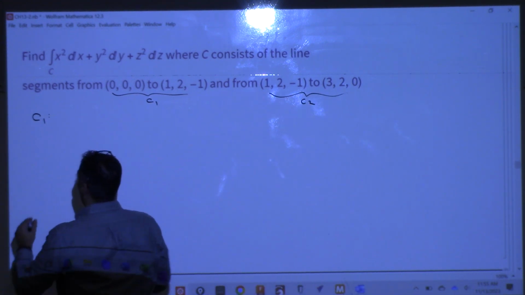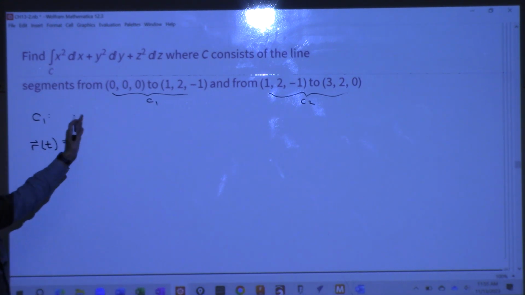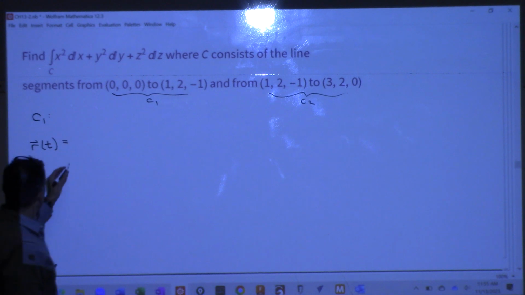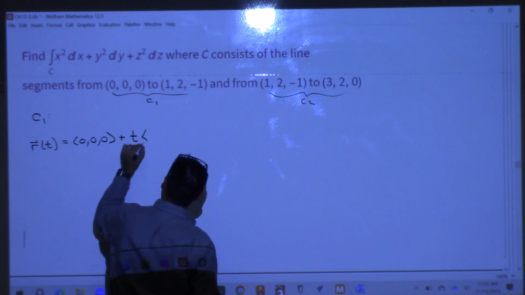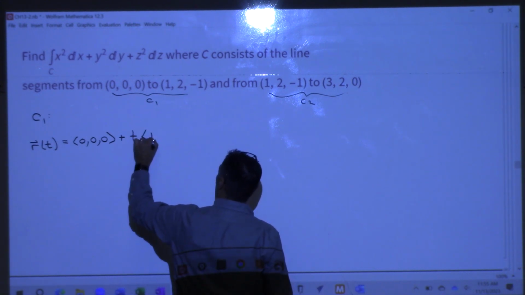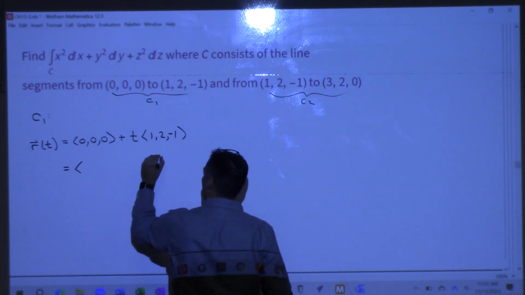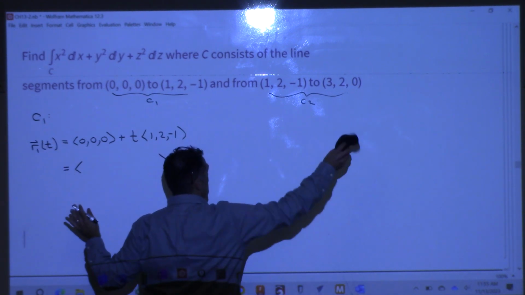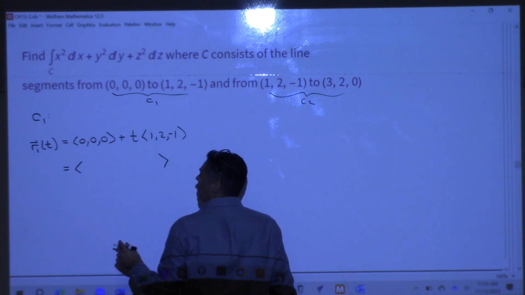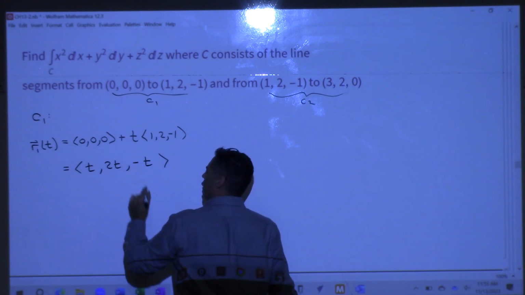All right. What vector function, r of t, will draw me the line segment from there to there? R naught, what's R naught? The origin, 0, 0, 0. Plus t times v, what's the direction vector? 1, 2, negative 1. So let's condense it all together into one thing. Can we call this R1 of t? That way we don't confuse it with this R when we get it. Okay. This is just t, 2t, minus t. There we go.